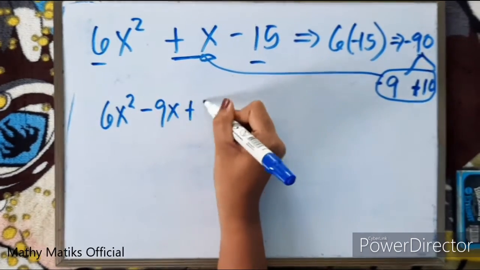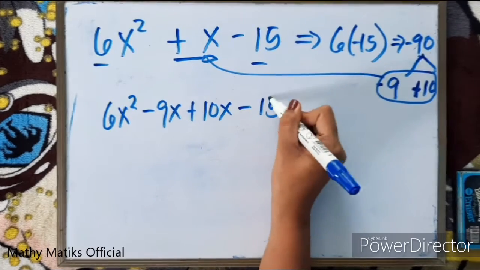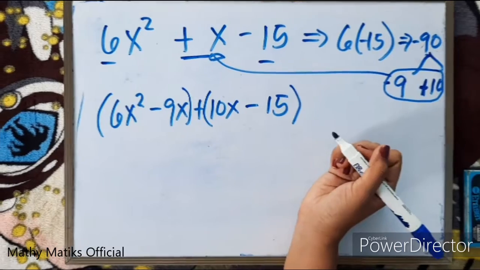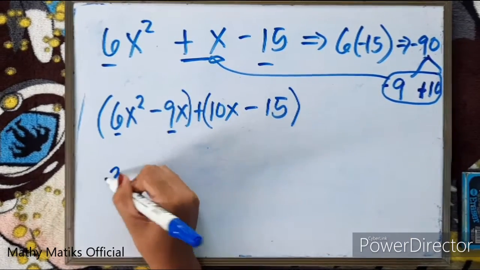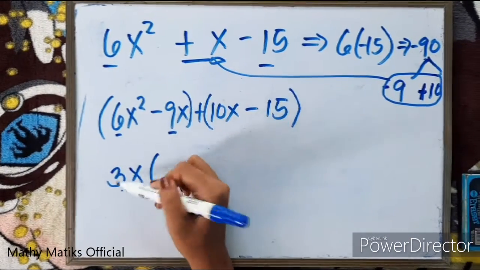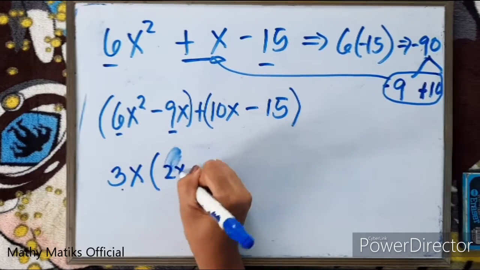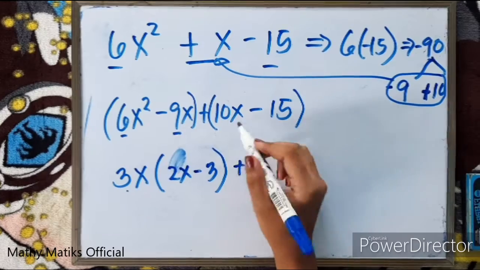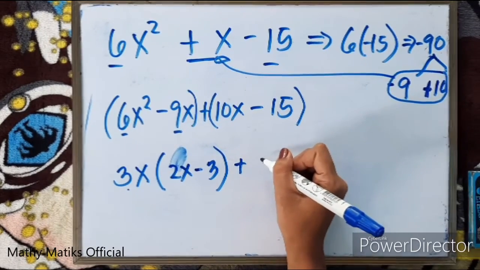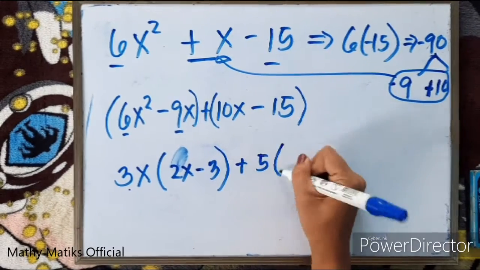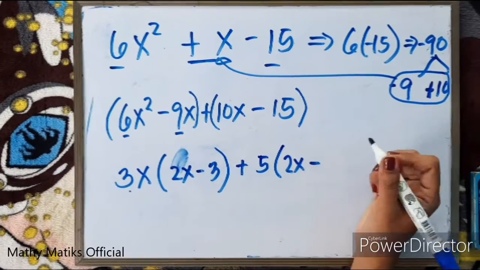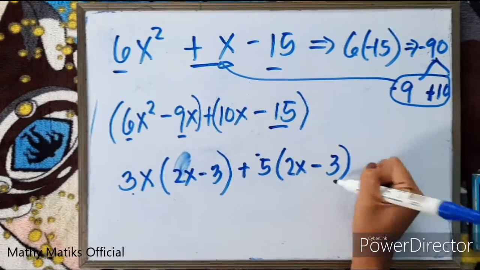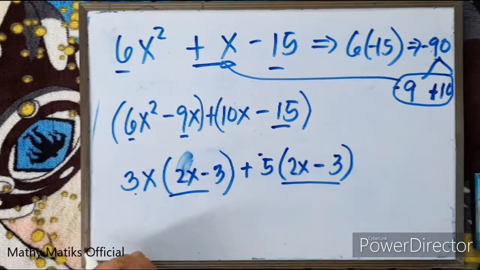Then we're going to replace our middle term with our factors. So this becomes 6x squared minus 9x plus 10x minus 15. Then do the grouping so we can factor. The GCF of 6x squared minus 9x is 3x. 6x squared divided by 3x is 2x. Negative 9x divided by 3x is negative 3. And here the GCF of 10x minus 15 is 5. 10x divided by 5 is 2x. Negative 15 divided by 5 is negative 3.